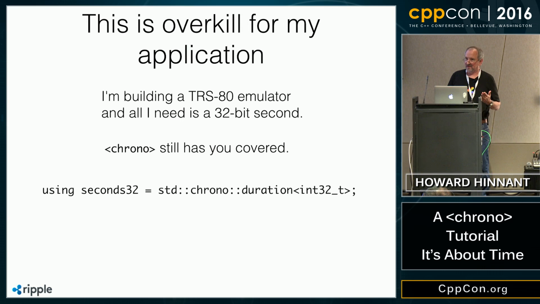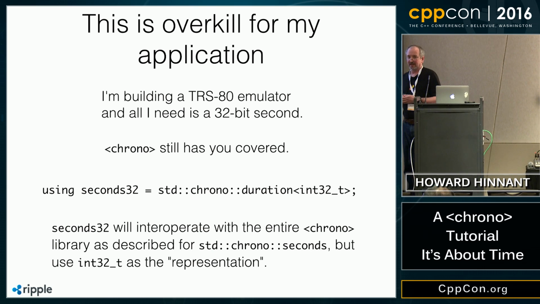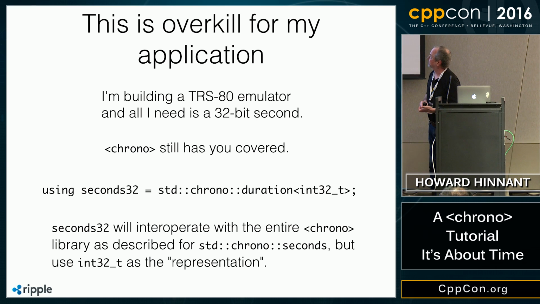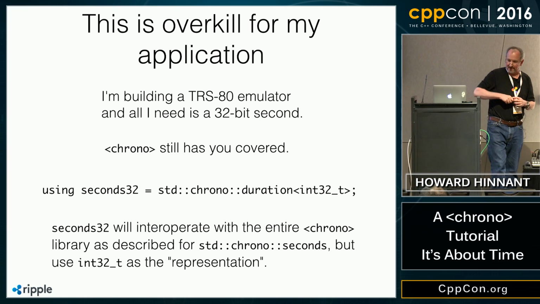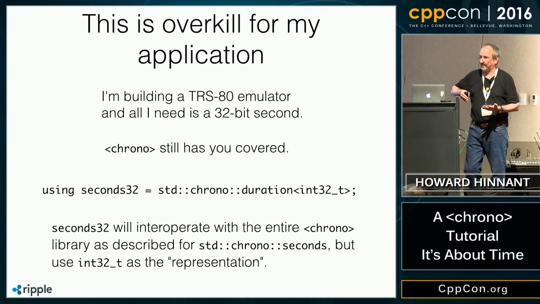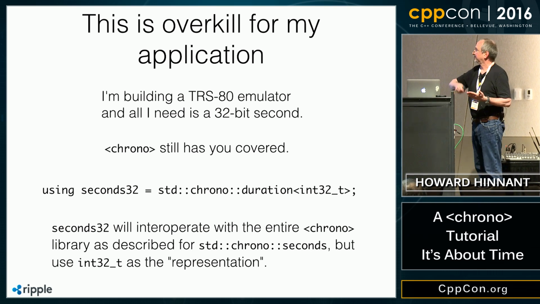So a lot of people start thinking, well, gee, using long longs for all my time durations, that's kind of expensive. This is overkill for my application. Say you're building a TRS-80 emulator or whatever. I only need 32-bit seconds for whatever reason. Well, of course, that's going to overflow a lot easier, but if that's what you want to do, Chrono's got you covered there.